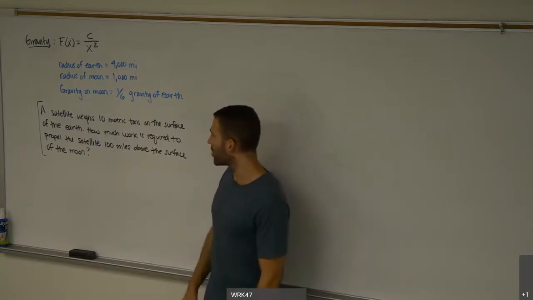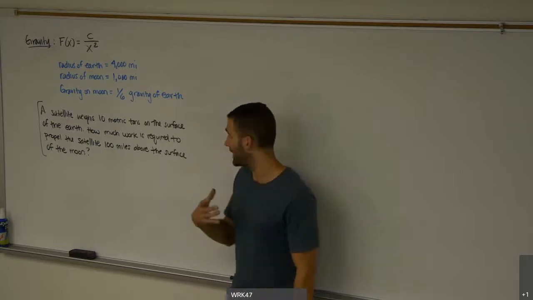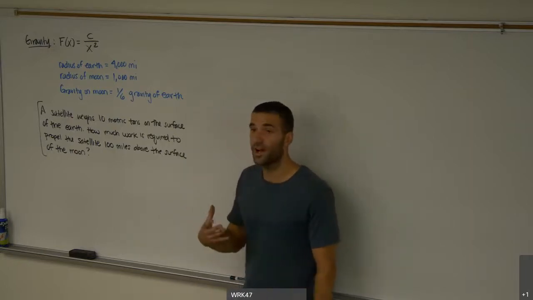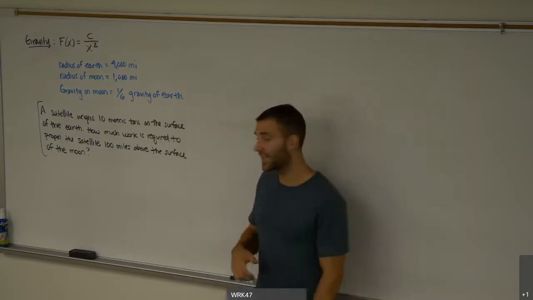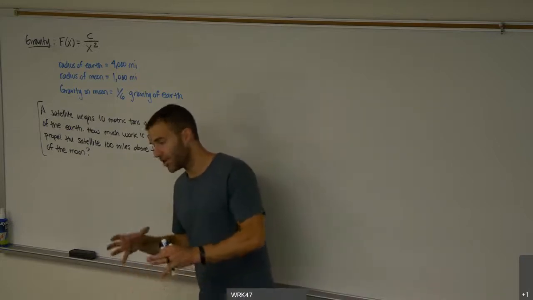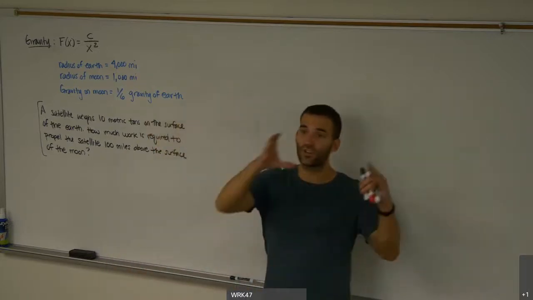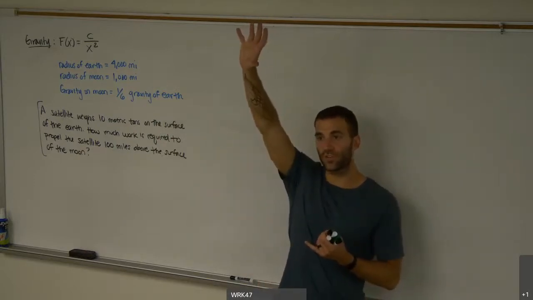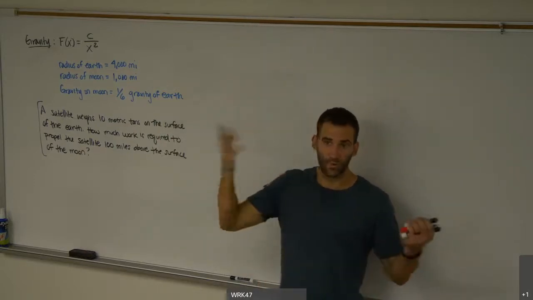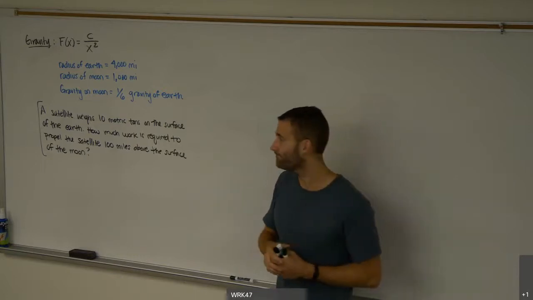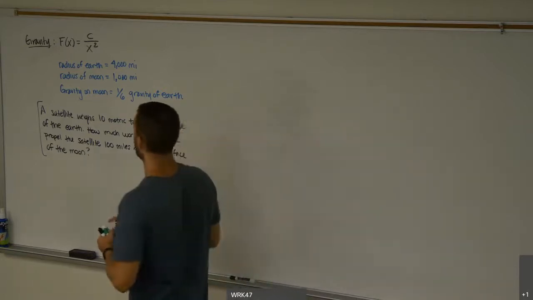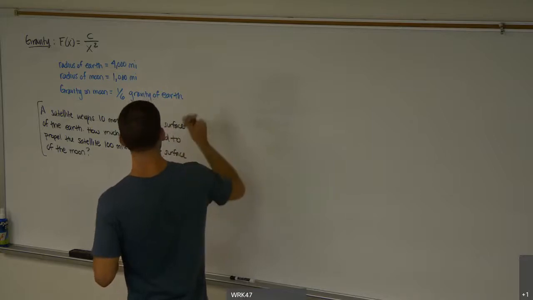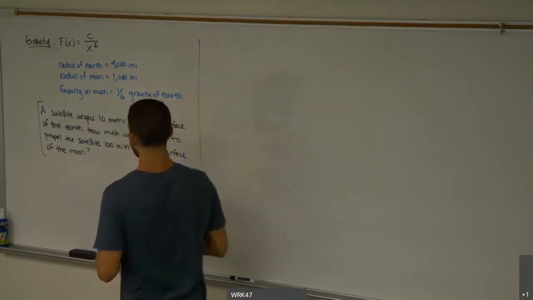Now, how much work is required to propel the satellite 100 miles above the surface of the moon? So we're pretending we're going to take the satellite that we know how much it weighs on Earth, set it on the surface of the moon, and propel it 100 miles over the surface of the moon. So we're going to put it into orbit, say, around the moon. All right. So how much work is done in order to be able to do this?